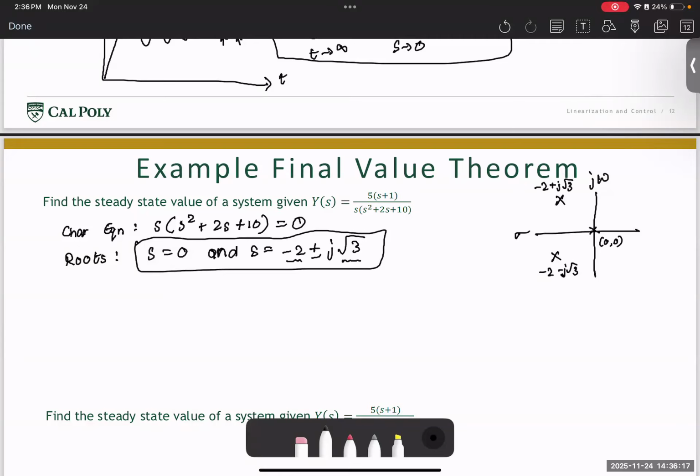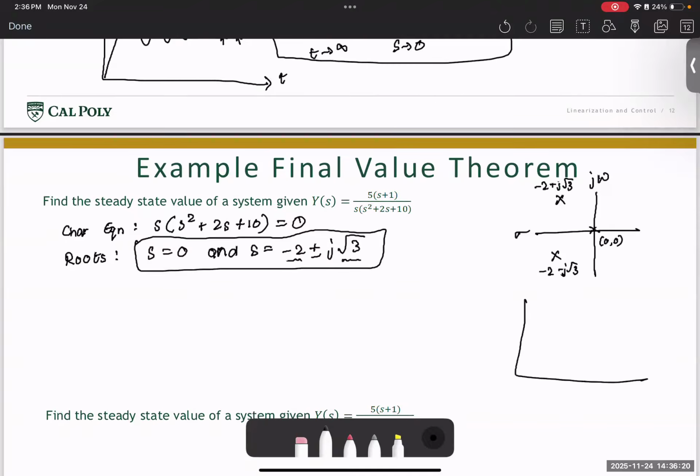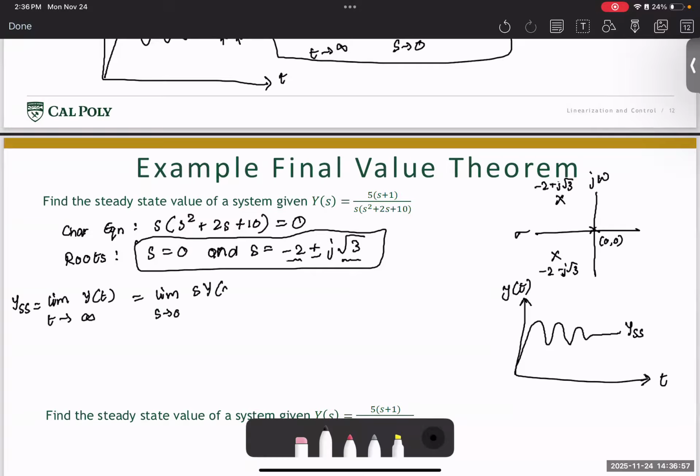Now, as we provide some input to the system, it will start to behave in such a way that the output y starts to oscillate before it settles to its final value. We're going to call this final value y steady state, the value at which the system settles. Then by the final value theorem, the limit of y(t) as t tends to infinity, which is y steady state, is given by the limit as s tends to 0 of s times Y(s).